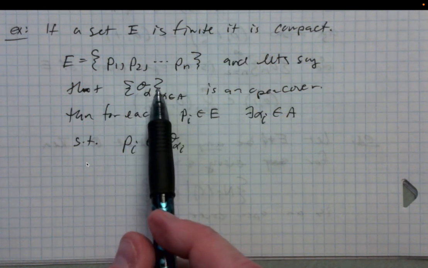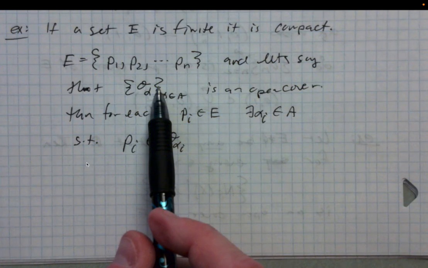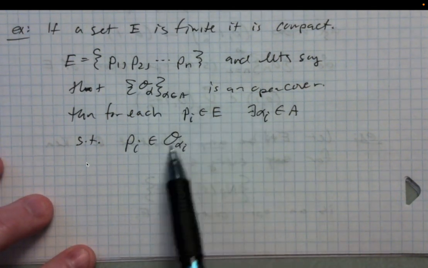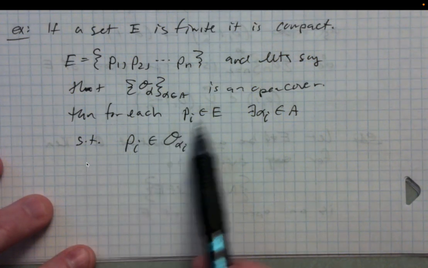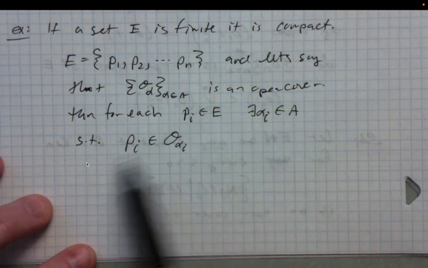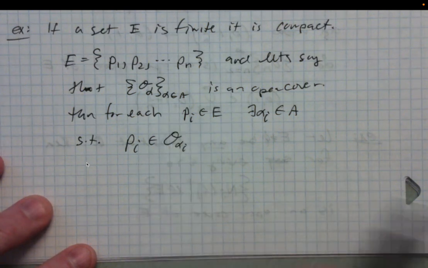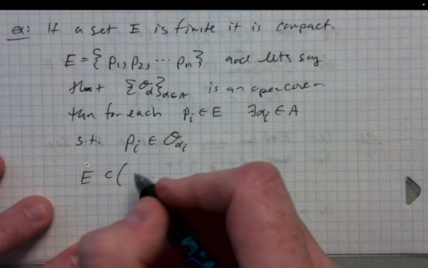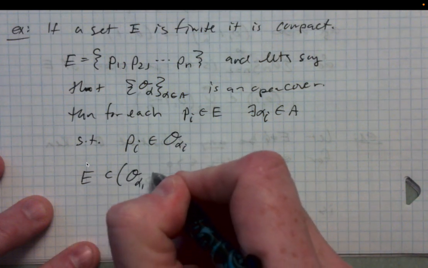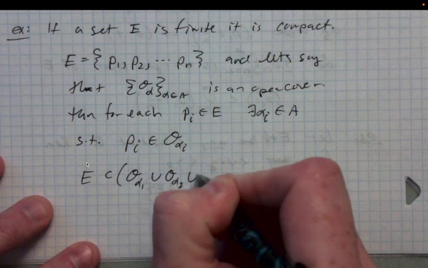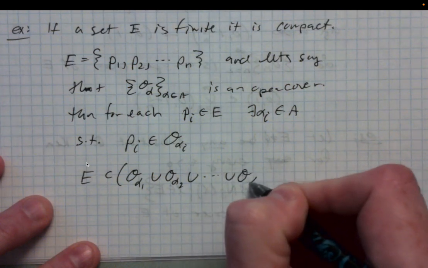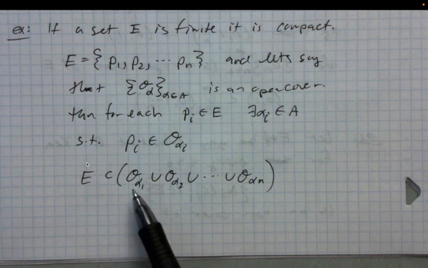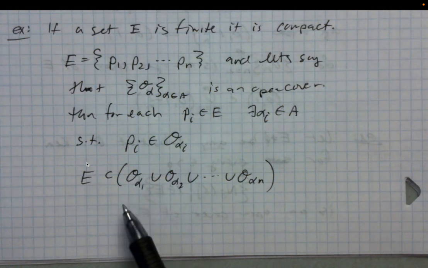All right, and so how do we proceed from here? Well, this can be continued on. P1 is in E implies that P1 is in O alpha 1. P2 in E implies that there exists alpha 2 such that P2 is in O alpha 2. And so on. So E is going to obviously be contained in the union of O alpha 1 or O alpha 2 or dot dot dot or O alpha n. Now, if there are lots of examples for P1, you just pick one of them.